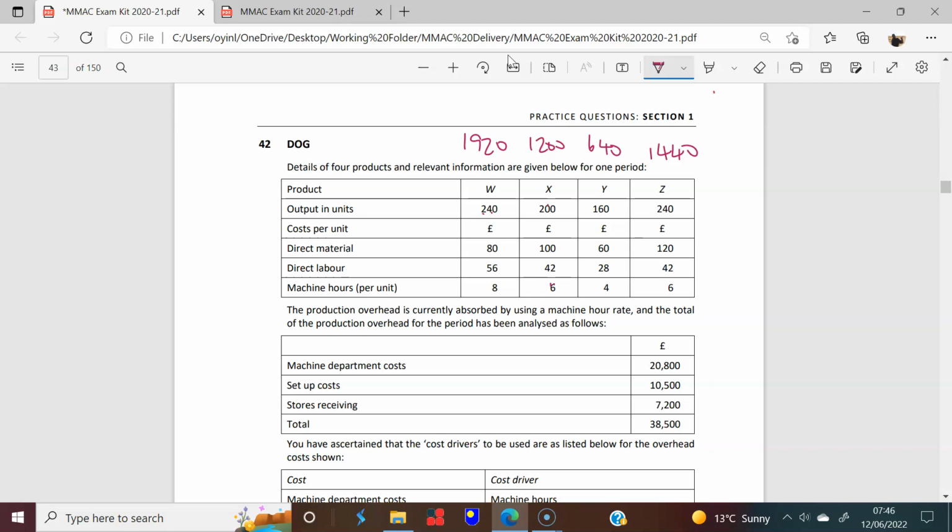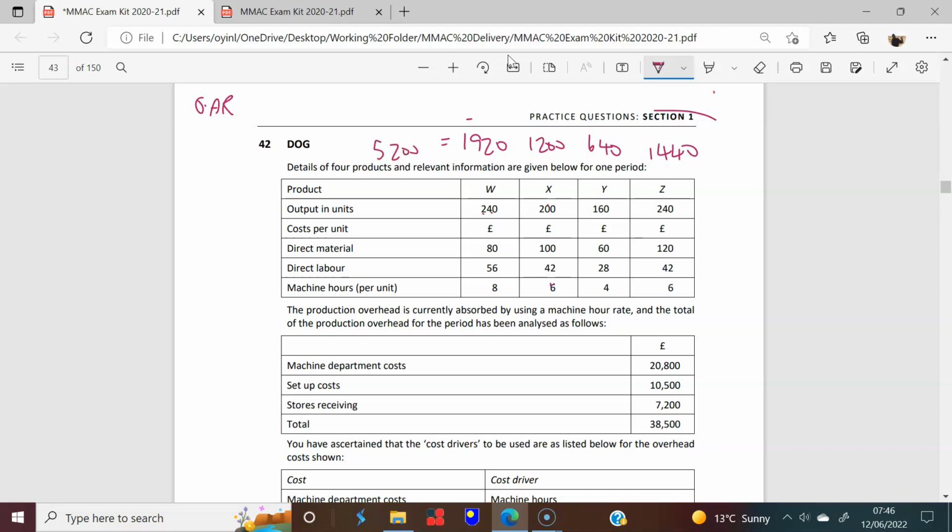All of these hours are causing this cost. Let's add up all the hours together so we can find out what the overhead absorption rate is. The overhead absorption rate is the 20,800 divided by the total of these hours, isn't it? So 1920 plus 1200 plus 640 plus 1440 is 5,200. This is the total number of hours.